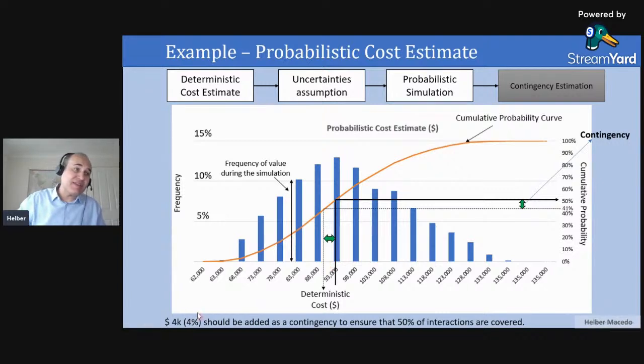So in this case, I will need 4,000 or 4% as a contingency to protect my business, to ensure that in half of the scenarios, I have enough money.